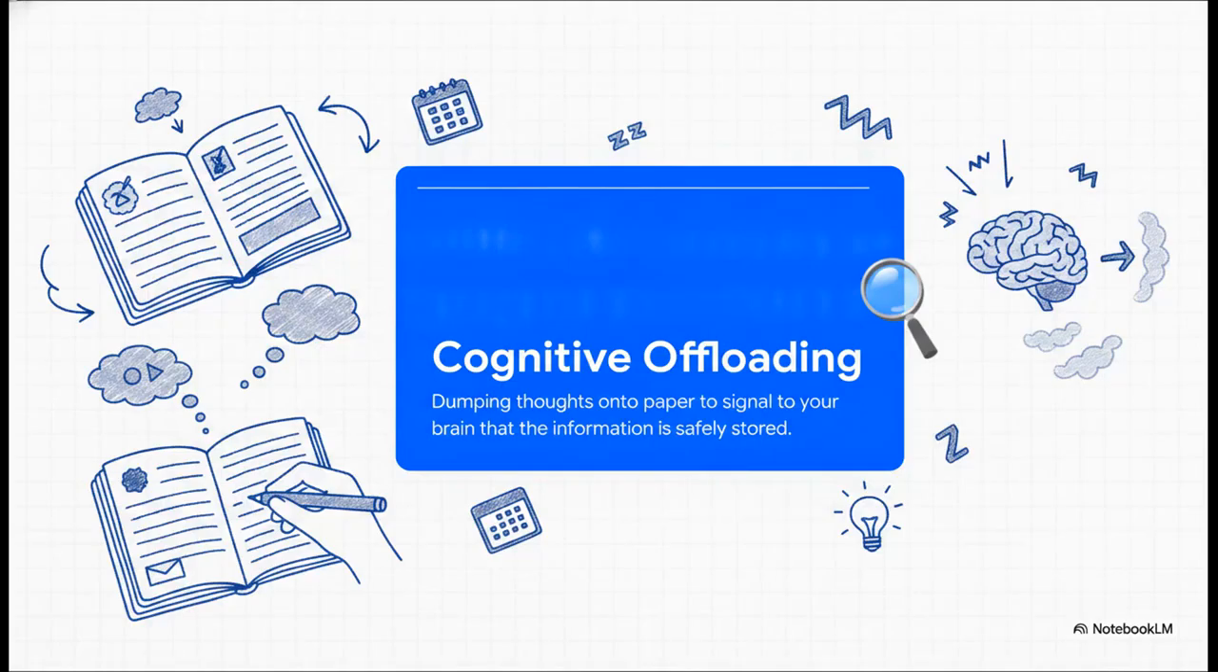Now, the script solves this problem by introducing a really cool concept, cognitive offloading. And remember that retention formula? This is our actionable mechanism. Cognitive offloading is just the act of dumping every single thought onto paper. Your to-do lists, your worries, random ideas, whatever. By doing this, you're sending the physical signal to your brain that the information is safely stored somewhere else. You just don't need to hold on to it anymore. And that allows your nervous system to finally disarm.